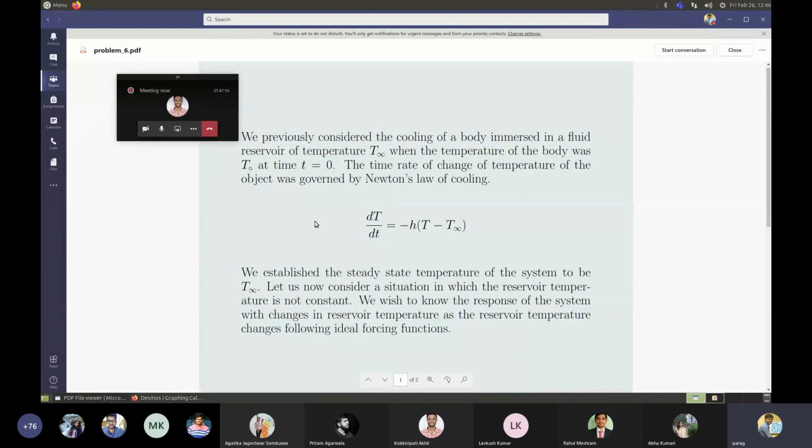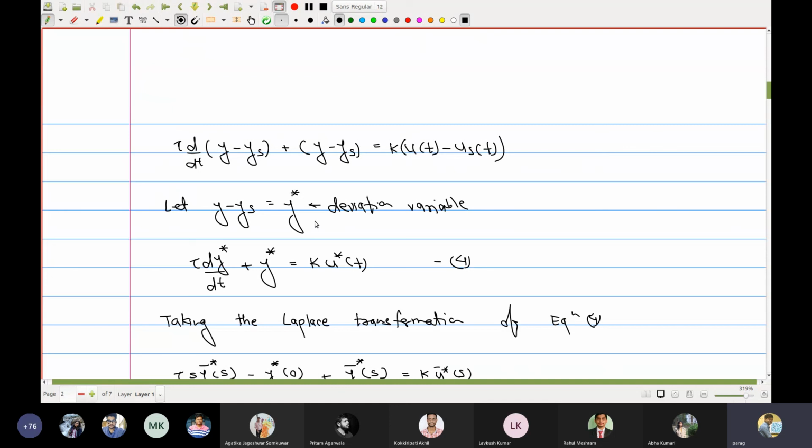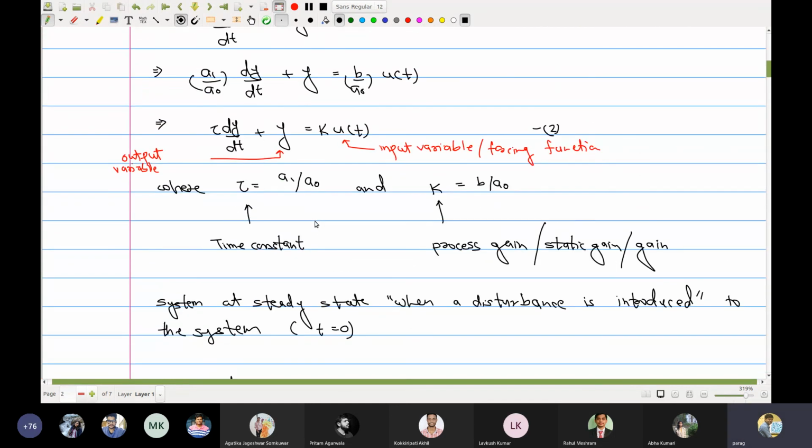So we had previously solved this Newton's law of cooling problem in state space domain, right? So the equation was given as dT by dt equals minus hT minus hT plus hT infinity. Now you have to solve this exact same problem using the transform domain analysis, right? So what you will have to do is first convert this equation to a standard form. And what is our standard form? Our standard form is this.